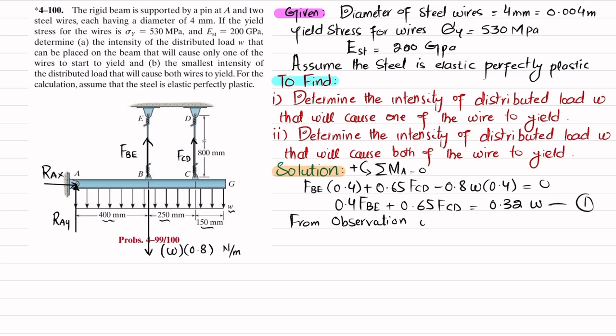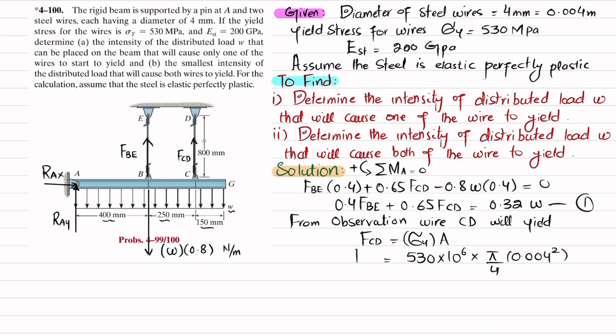Now from our observation, the wire CD will yield. So what we are going to do is find the force in CD due to yielding, which will be equal to yield stress times the area. The yield stress is given as 530 megapascal, so 530 times 10 to the power 6 multiplied by the area. Since it is circular, it is pi by 4 times D, which is 0.004 meter, squared. That will give you FCD. So when you calculate this, FCD will be equal to 6.660 kilonewton.